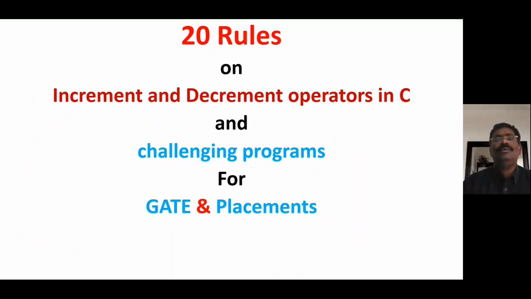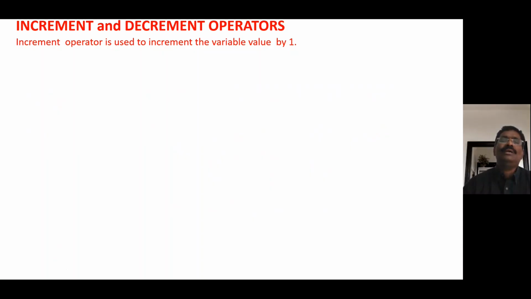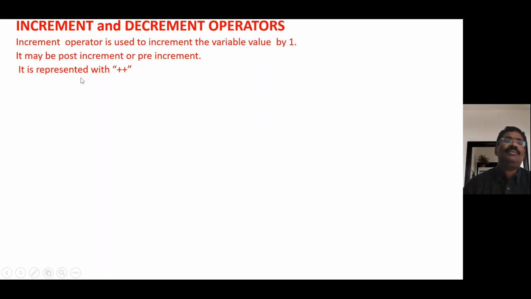So in this class, I am going to discuss 20 rules on increment and decrement operators in C programming and challenging programs for GATE and placements. So, increment and decrement operators. The increment operator is used to increment the variable value by 1. It may be post-incremented or pre-incremented. It is represented with the double plus symbol.